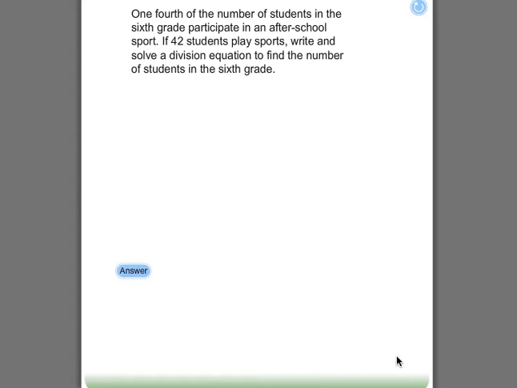1/4 of the students in the 6th grade participate in an after-school sport. If 42 students play the sport, write and solve a division equation to find the number of students in the 6th grade. Okay, so if you're going to draw it out with a bar model, the whole amount is 42, and it's going to be divided into 4 equal pieces. See if you can solve that one. And there you go. That's your answer.